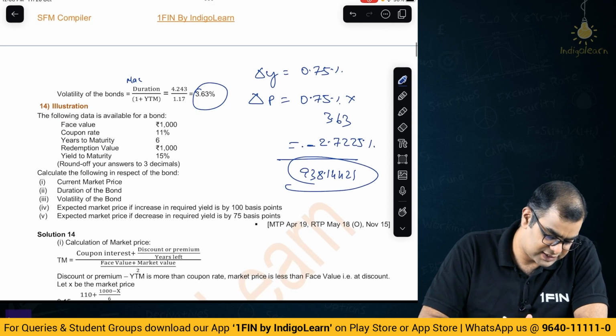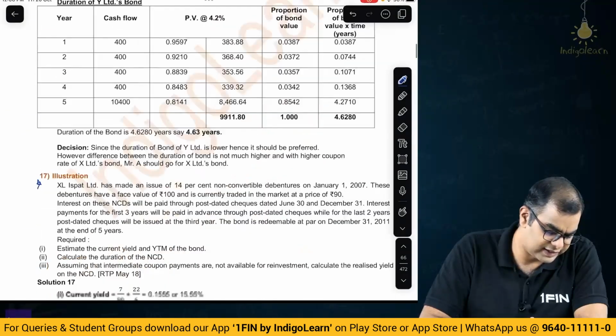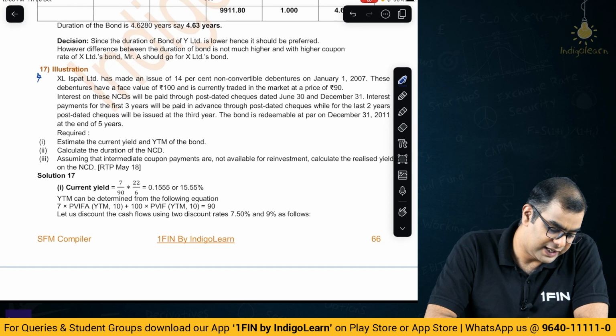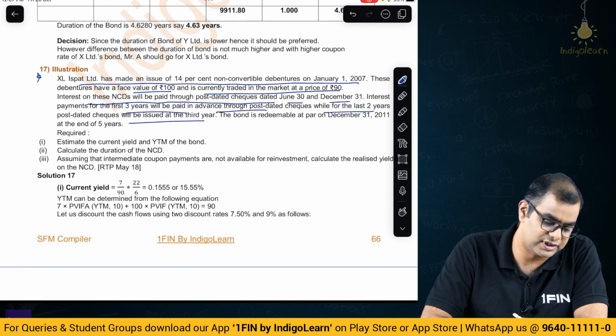Okay, coming next, let us move to the next question. Next question that I have highlighted. I have pre-highlighted all these questions so that we need not waste time. Excel Dispatch Limited has made an issue of 14% NCD on Jan 1st, 2007. These debentures have a face value of 100 and are currently traded in the market at a price of 90. Interest on these NCDs will be paid through post-dated checks dated June 30th and December 31st. Interest payments for the first 3 years will be paid in advance through post-dated checks, while for the last 2 years, post-dated checks will be issued in the third year.